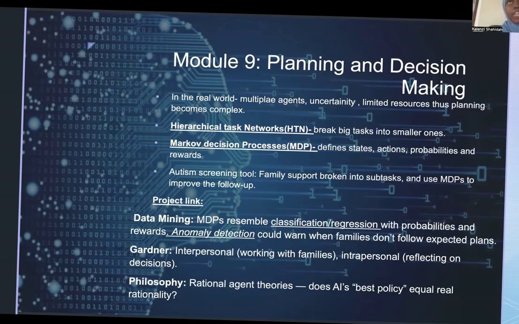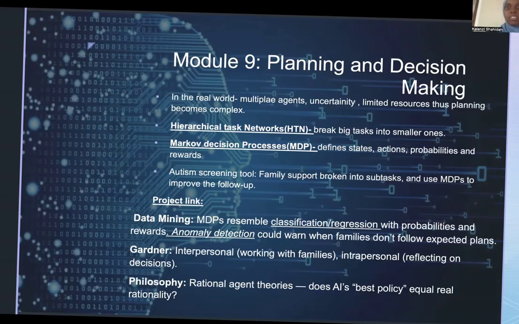To solve complex planning, we have methods like hierarchical task networks, or HTN. This one breaks big tasks into smaller ones. If I have a big task like autism screening, I am going to break it into different methods. I will screen autism for all ages, so I divide my big task into smaller ones by age, like screening people aged 0 to 1. That makes it easier for me to solve.